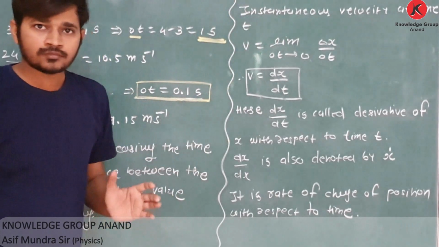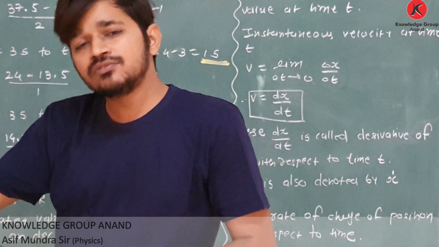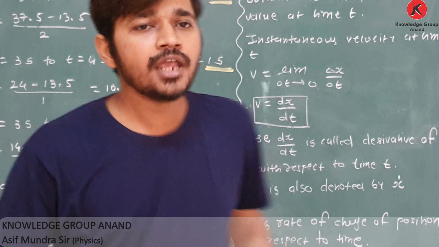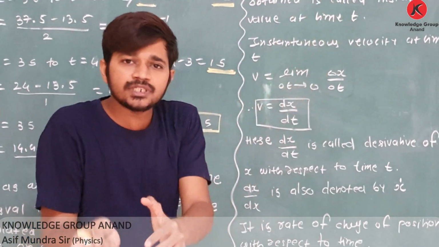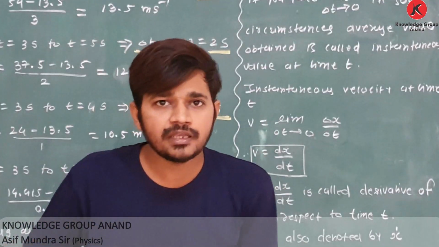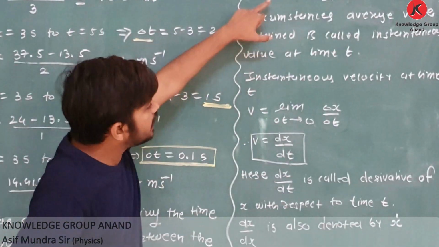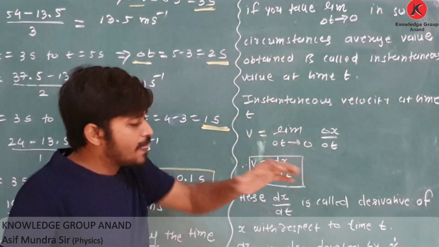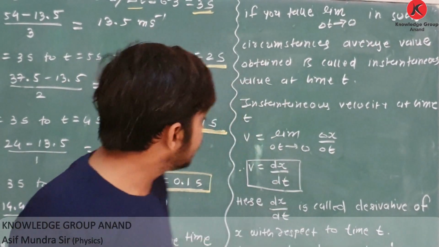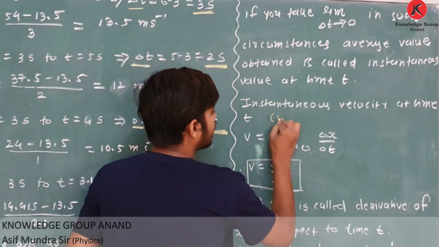In future, there are numbers of cases in which we have to find average value and instantaneous value. So in future we will write only one statement. If I take limit delta t tends to 0, the average value becomes the instantaneous value. We will not prove any theory in future. Clear? Now see, this instantaneous velocity is also called only velocity.